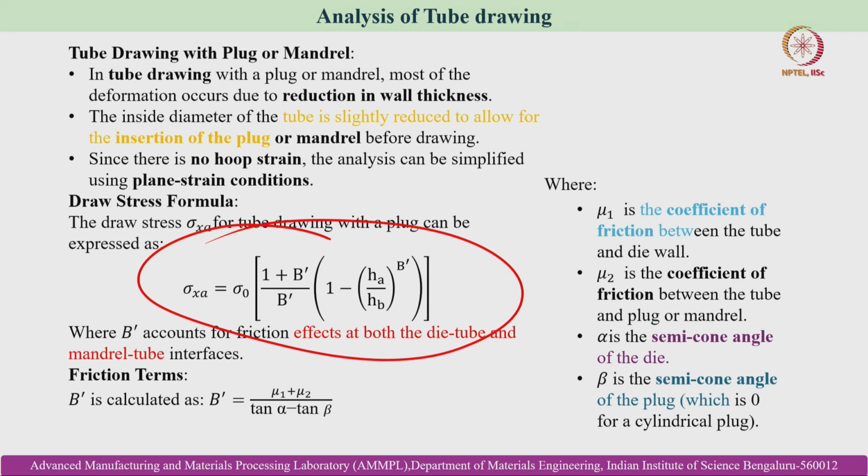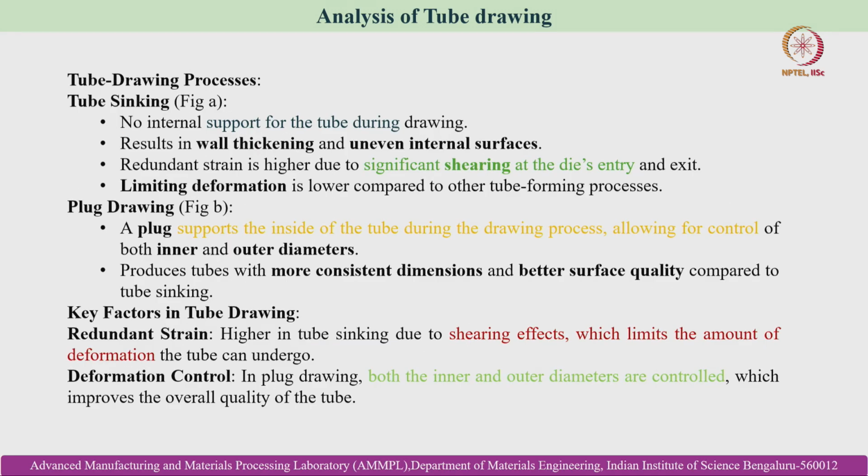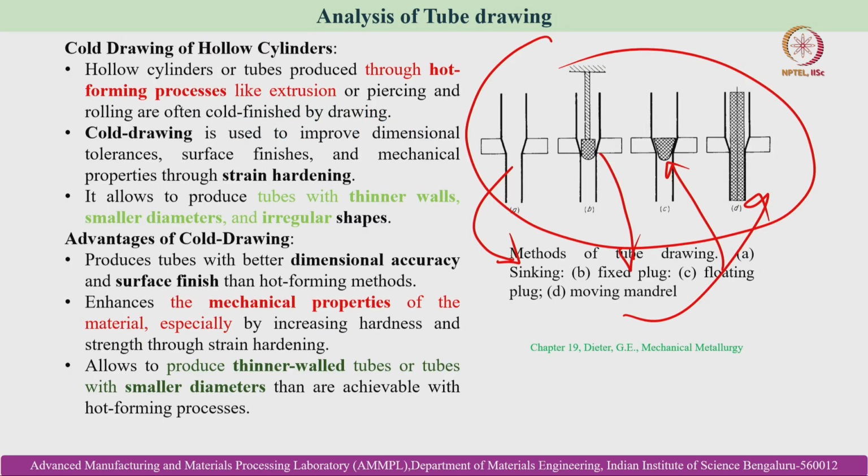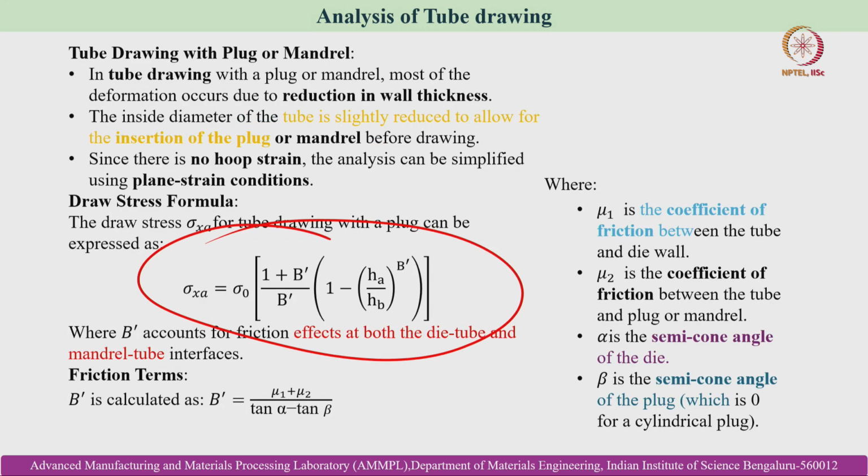Here b prime accounts for friction effects at both the die-tube interface and the mandrel-tube interface. There are two interfaces, so the effect of friction is more predominant. You can see this is one surface: between the die and the workpiece there is one friction, say mu 1, and there is another friction between the mandrel and the inner surface of the hollow tube. This is another interface, with friction coefficient termed mu 2. So there are two kinds of friction.